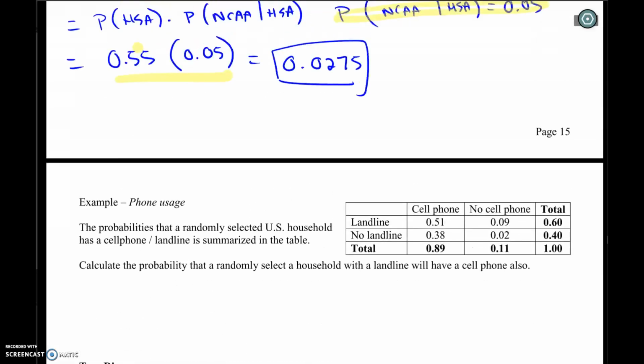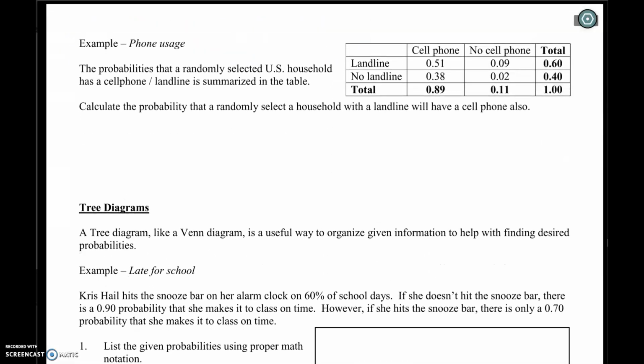All right, so another example. We've been doing conditional probabilities and we've been doing ands, which is kind of the multiplication rule.